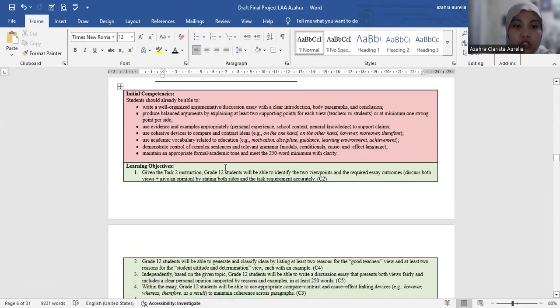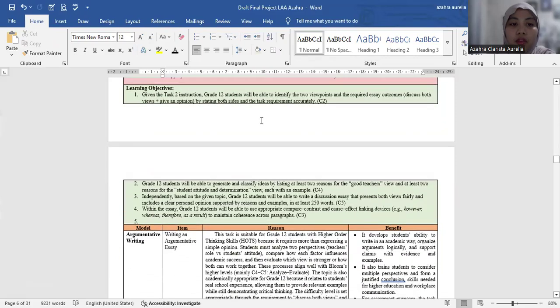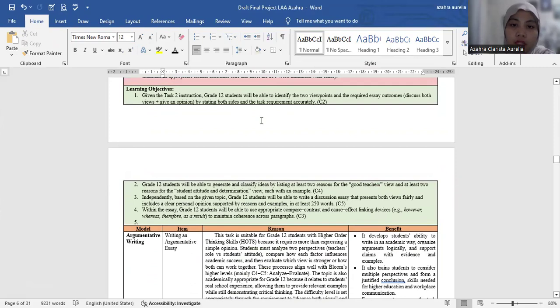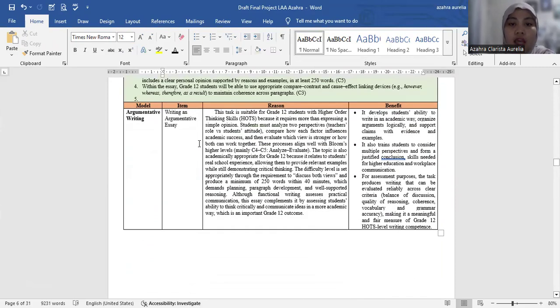The initial competencies to do this task are the students should already be able to analyze two viewpoints, compare ideas, and support an opinion with reasons and example. And the learning objectives target Bloom's taxonomy C4 and C5. The students analyze both views and evaluate which is more influential, and the model is argumentative writing, and the item is writing an argumentative essay.